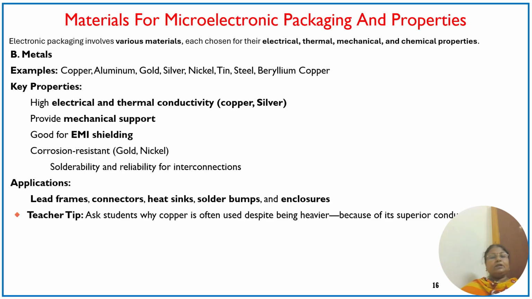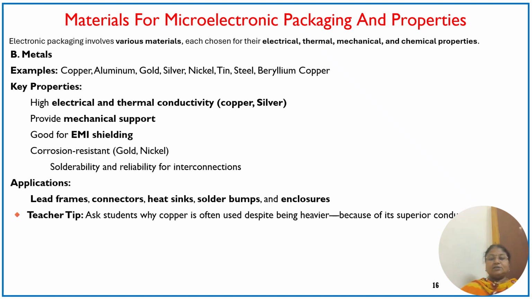metallization is possible, and the materials which can be used as metals are copper, aluminium, gold, silver, nickel, tin, beryllium. So they possess high electrical and thermal conductivity. And also if you see mechanical support, electromagnetic shield. Applications of lead frames in chip designs and all, you can see the leads. The frames can be made with this metal because metal is a suitable conductor.